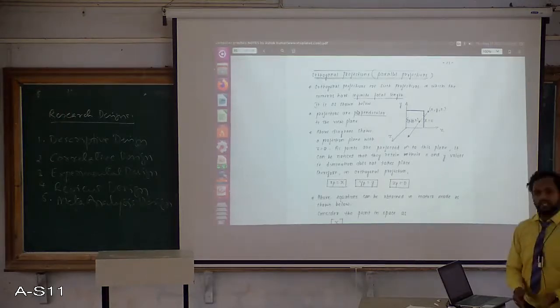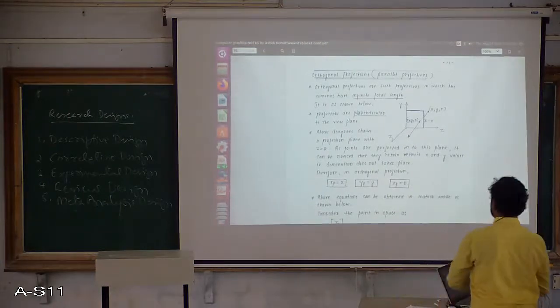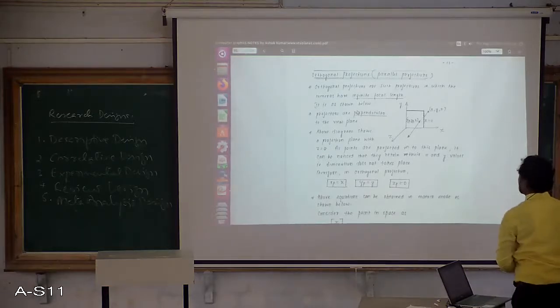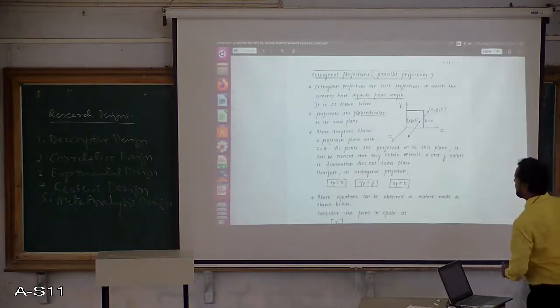That is what I said. The projection lines won't meet each other. Okay, so this is the thing, and it is being shown in the figure here. The projectors are perpendicular to the view plane.